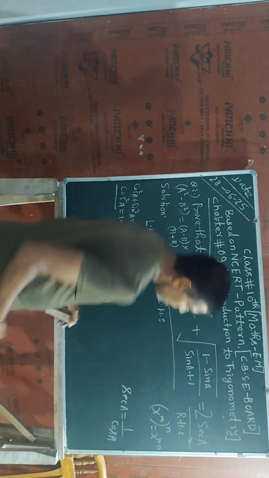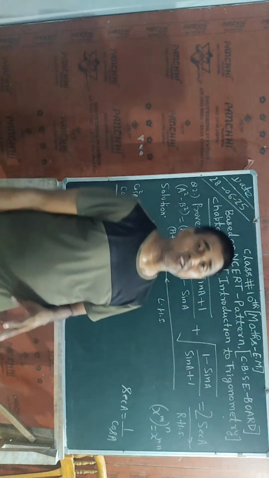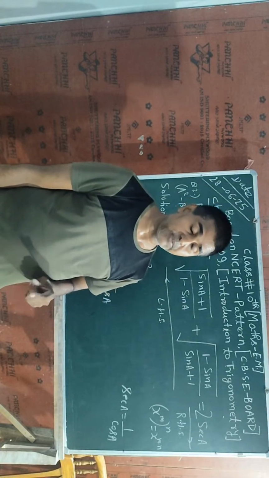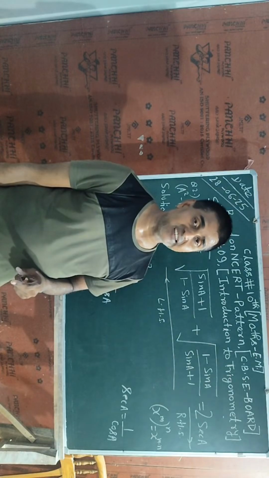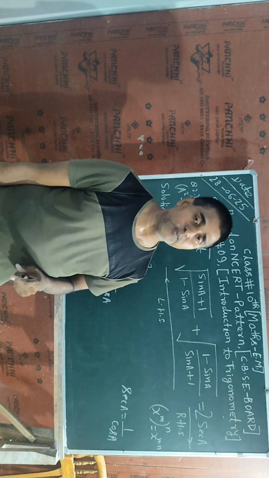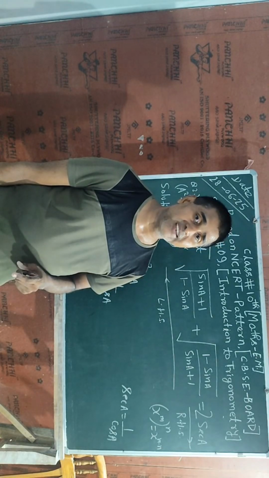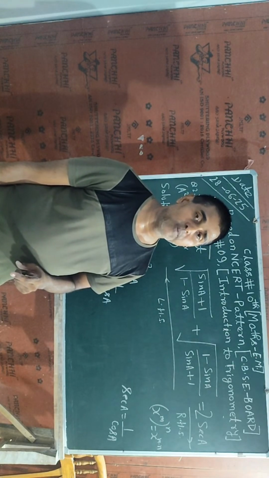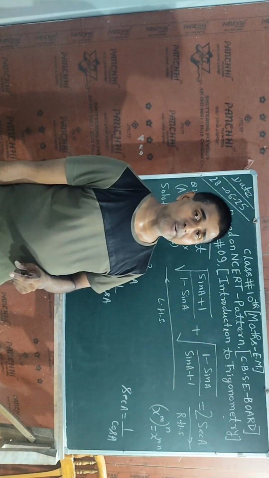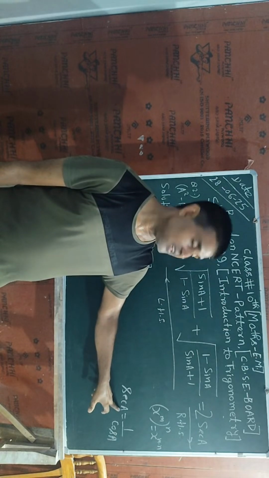So of all the trigonometrical ratios, only 3 are basic trigonometrical ratios, that is sin theta, cos theta and tan theta, and the other 3 are reciprocals. That is, cot theta is equal to 1 by tan theta, sec theta is equal to 1 by cos theta, and cosec theta is equal to 1 by sin theta. And in the place of theta, I have written here angle A.